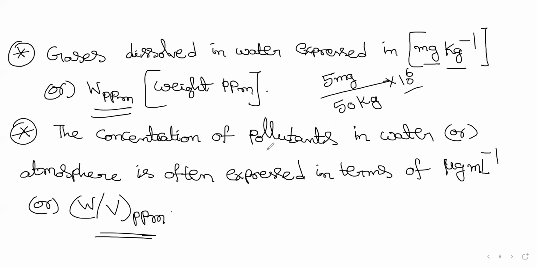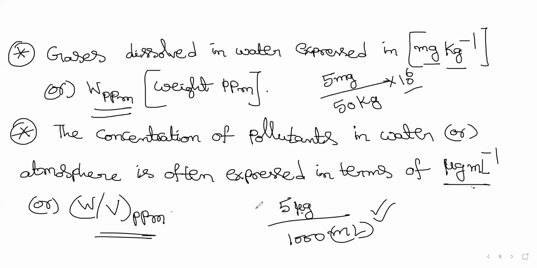The next one is the concentration of pollutants in water and atmosphere, often expressed in terms of microgram per liter. So this is a weight to volume percent. Let's take an example: 5 microgram of some pollutant dissolved in 1000 ml of water. That is microgram per ml. If I see this kind of situation, that is weight to volume ppm. So this is how we express the concentrations. Let's move on to the next slide.